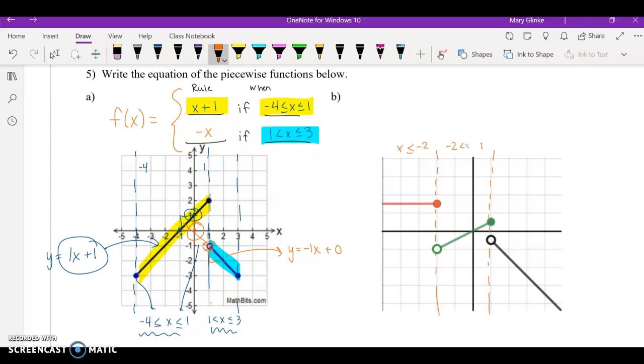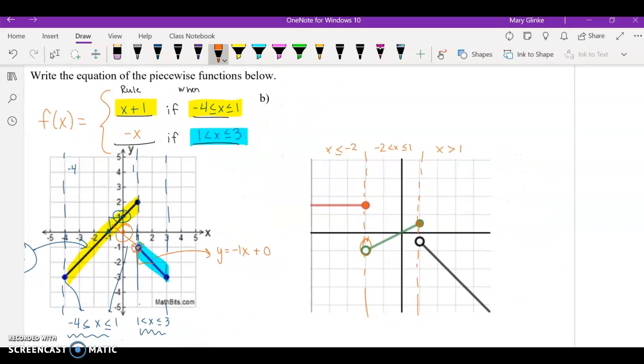So -2 is less than x. This one is an open circle. And then at 1, it's a filled in circle. So that is or equal to. And our third chunk here happens for everything that is greater than 1. So all of your x values from 1 to the right.